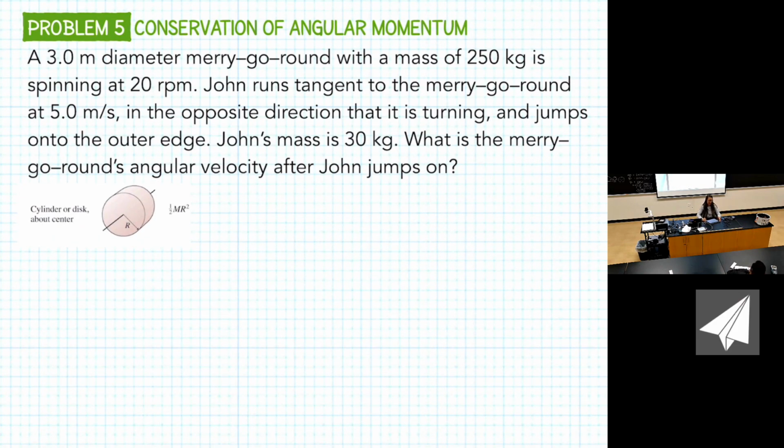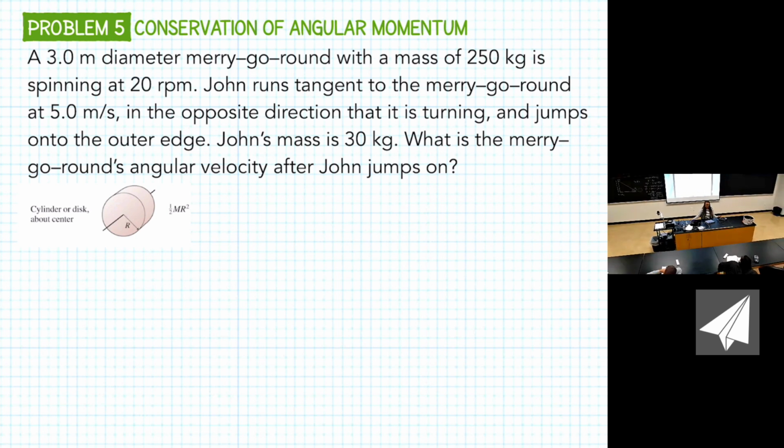So in this case, we have a merry-go-round. It's a 250 kilogram merry-go-round, so it's a pretty serious merry-go-round. It's spinning at 20 RPM. This guy, John, runs tangent to the merry-go-round at 5 meters per second in the opposite direction than the way it's turning, okay? So is he speeding it up or slowing it down? Slowing it down. Slowing it down, okay? And then he jumps onto the outer edge. His mass is 30 kilograms, and we want to know the final angular velocity, okay?